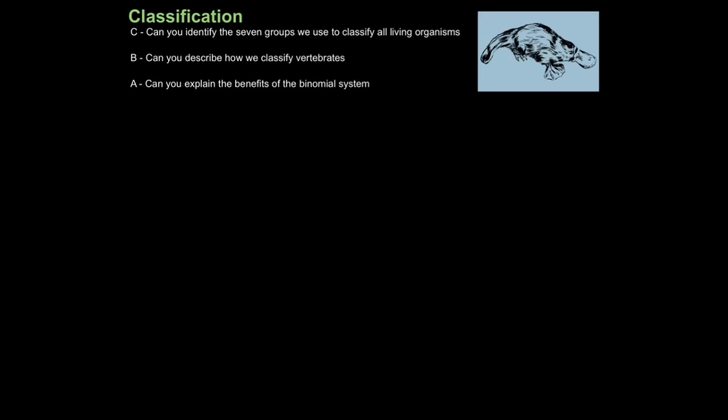This is a tutorial on classification. The first aim is, can you identify the 7 groups we use to classify all living organisms? Then can you describe how we classify vertebrates? And then finally, can you explain the benefits of the binomial system?